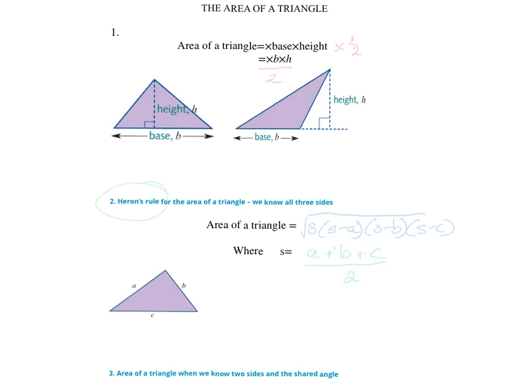So you can see from the rule there that it is the square root of S times S minus A times S minus B times S minus C. So you're really just taking away all the sides of the triangle from S and multiplying them together. So we'll have a look at an example of that in a minute.